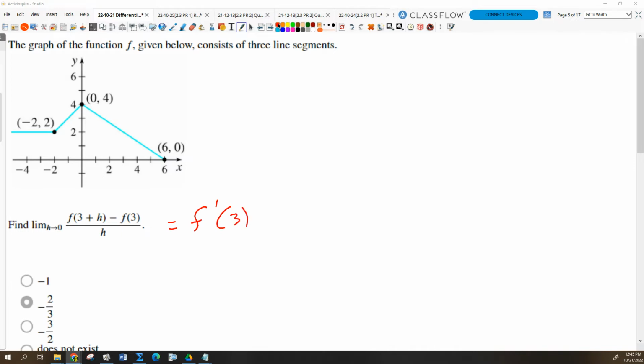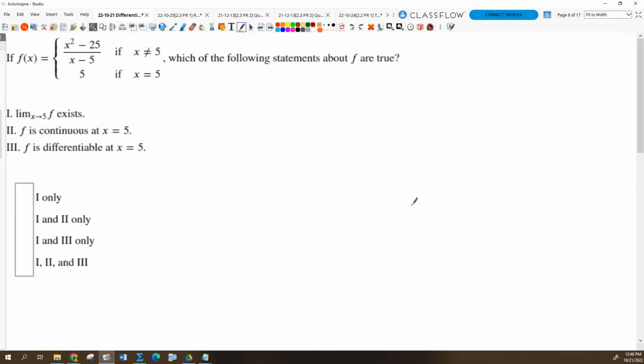f prime of 3. Well, at 3, we're just on that line. Just look at the slope of the line, and that's it. Slope is negative. It rises by -4, runs by 6, so -2/3. Okay? All right. Get with your groups. Remember your groups? Go with your groups because here's the next one. And go.